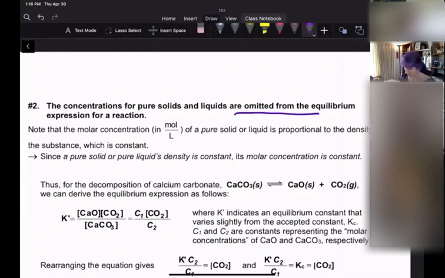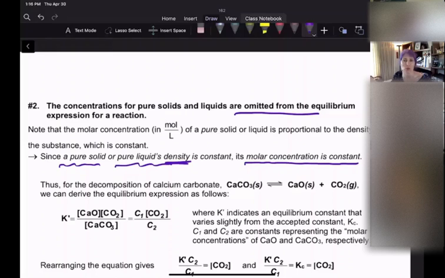And that means, oh yeah, if it's a pure solid or a pure liquid, the density is constant. The density is like the concentration of the mass there. Its molar concentration is also constant. So for example, water I think is like 15 molar or something like that. And so if you take away 0.01 moles, it's essentially still 15.